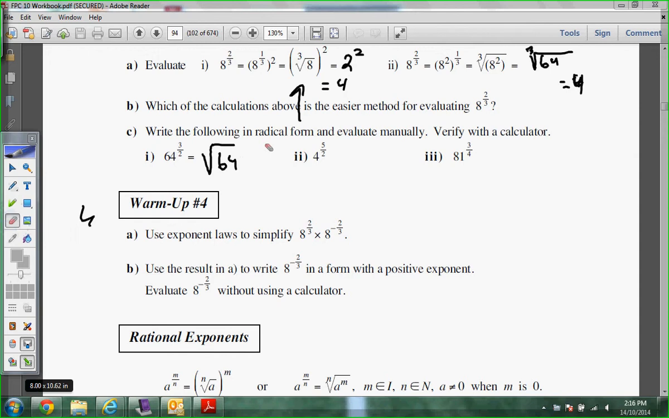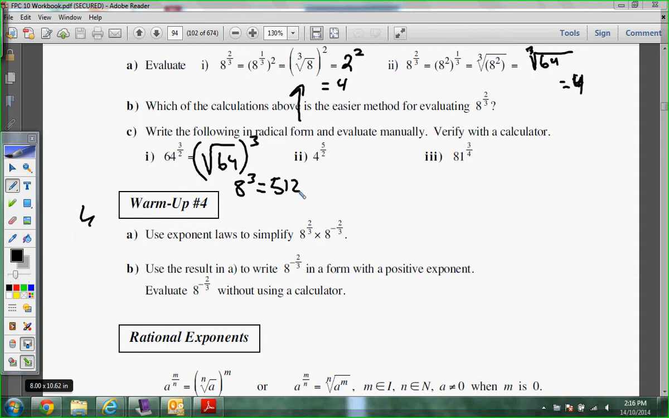So let's square root it and then cube it. So what's the square root of 64? 8. And now we can go 8 cubed. 512. A little bit easier way of seeing it. Obviously, you couldn't do 64 cubed in your head and square root it. That'd be pretty hard. Okay?